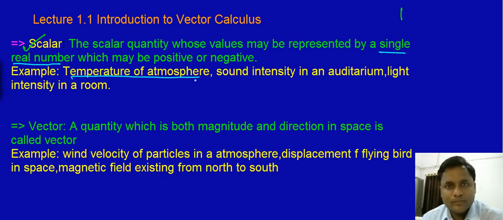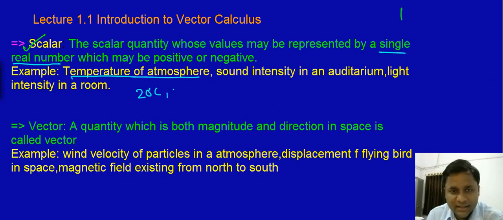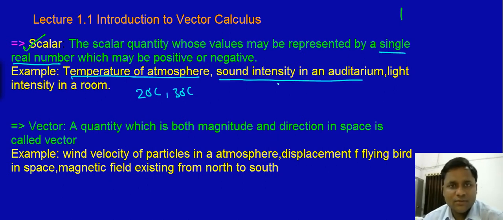We know that in any room or any space or a region, the temperature doesn't have a direction, but we can feel it, we can observe it, and we can measure it magnitude-wise. Let us suppose 20 degrees centigrade, 30 degrees centigrade, or whatever it is, but it doesn't have direction. That means it's a scalar quantity. Similarly, moving on to the sound intensity in the auditorium or in a room or in any space or region, the sound intensity doesn't have a direction, but it has a magnitude which can be heard by our ears.